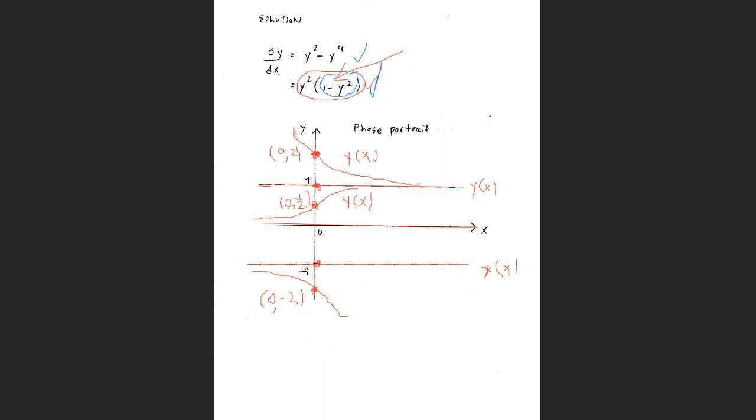And then finally, I pick nice values. If we had 0 and negative 0.5, their solutions would also be increasing. So this is called a phase portrait.